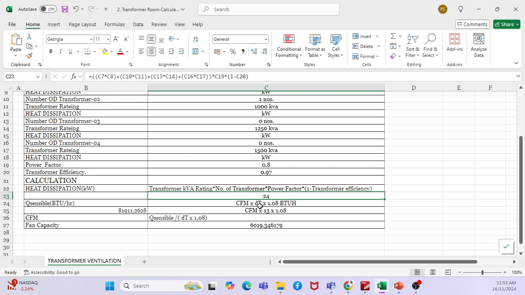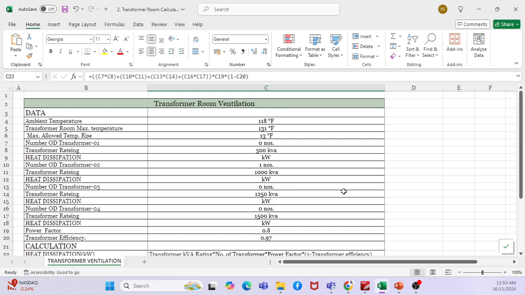And what is the delta T? The delta T will be based on the maximum ambient temperature, which is 48 degrees Celsius, plus, as per ASHRAE, 6 degrees, but as per local guideline, 7 degrees. So this is the temperature difference, and you can enter that temperature difference here. So what is that? 48 degrees Celsius.